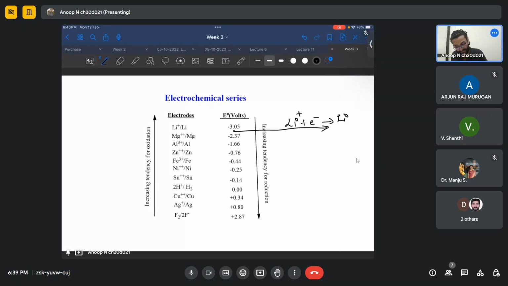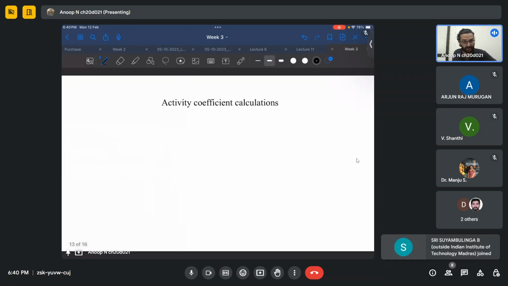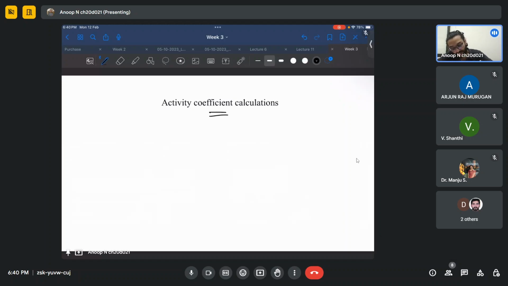Okay, let's move on. Then electrochemical series, everyone is familiar. The next topic we have seen is calculation of activity coefficient. From thermodynamics, we know activity is a product of activity coefficient and concentration. So using that, we will take an example of AgCl plus half H2 giving Ag plus HCl.